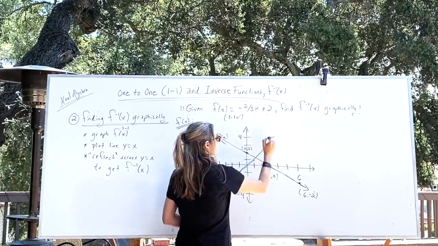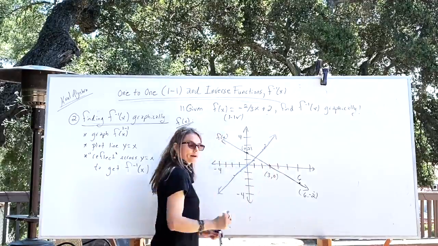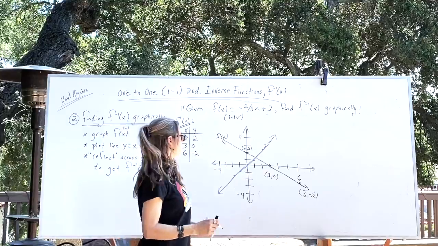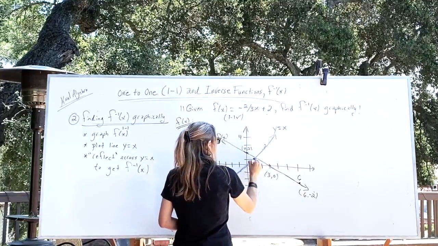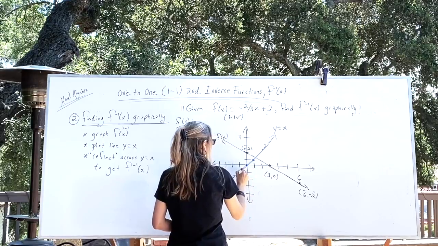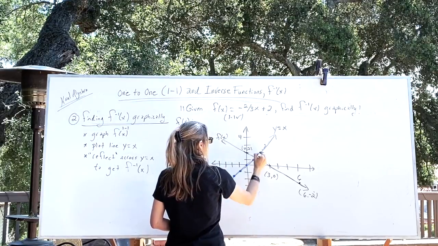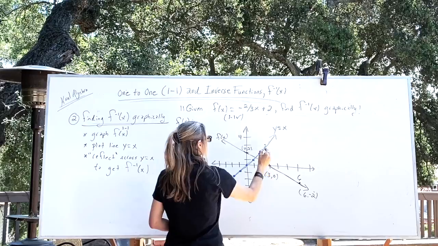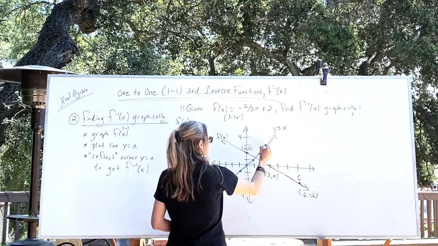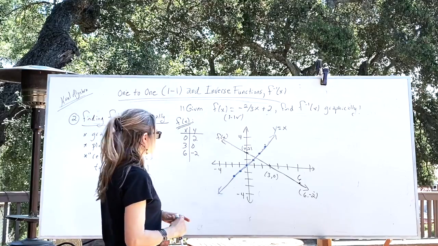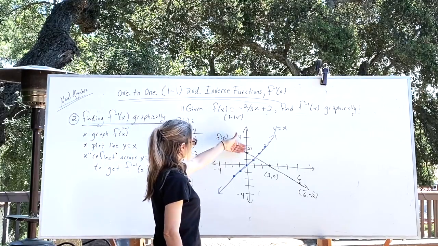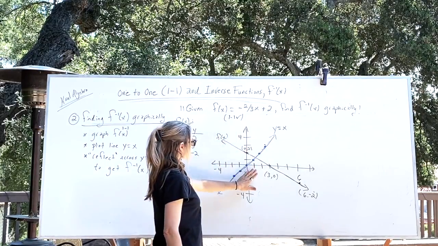So basically, our x and y coordinates are exactly the same. That's what it means to be the line y equals x, right? So we have (1, 1), (0, 0), (-1, -1), (-2, -2), (2, 2), (3, 3), and on. Now, what we want to do is reflect this line across this line.